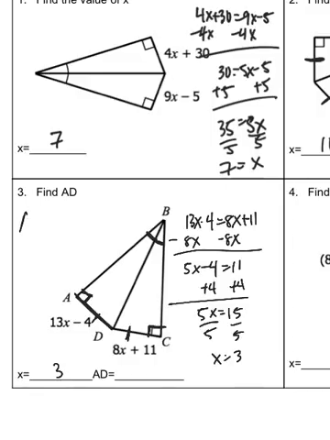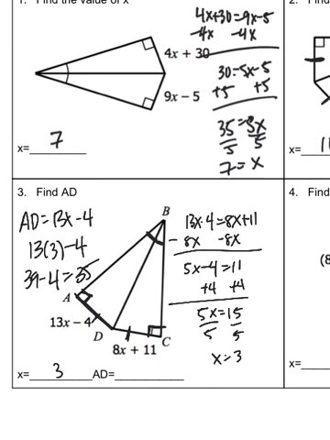We want to find AD. So we know AD is 13x minus 4. So 13 times 3 minus 4. 39 minus 4 gives me 35.